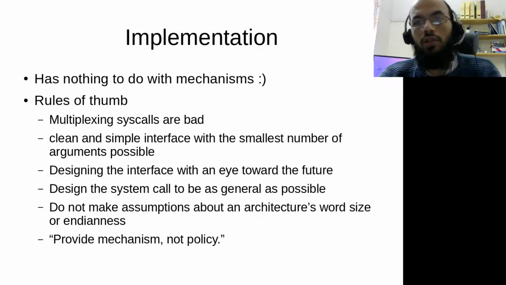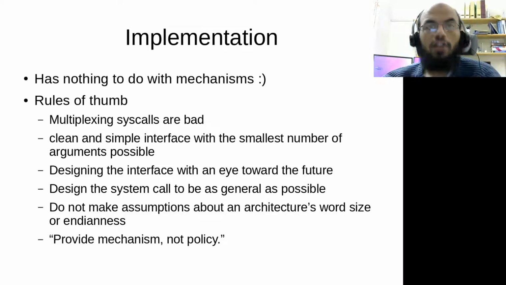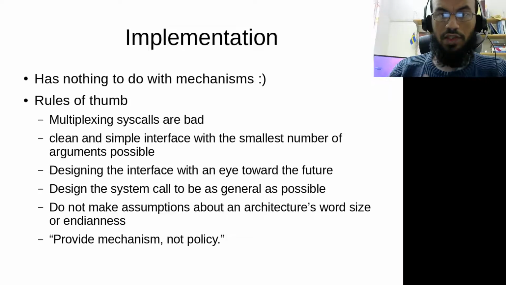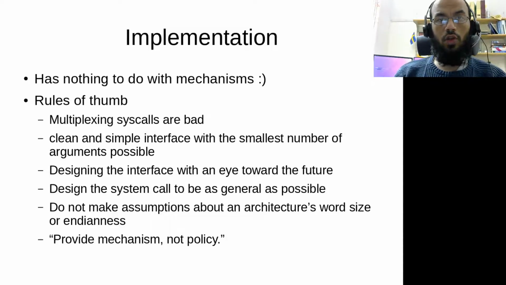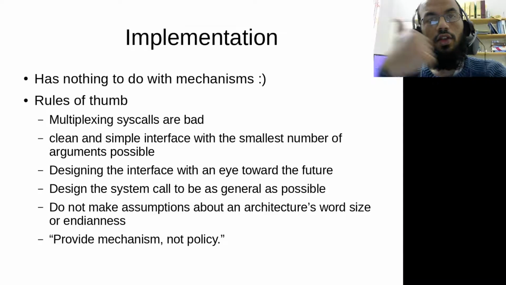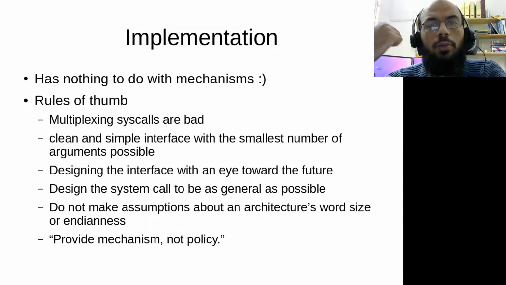So what the past two slides covered was how the flow goes from user space to kernel space, including how it deals with the hardware interrupts, or the software interrupts using the hardware. But the actual implementation has nothing to do with the mechanisms. There are a few rules of thumb when you start implementing a new system call. The first one is that you try to never multiplex system calls.